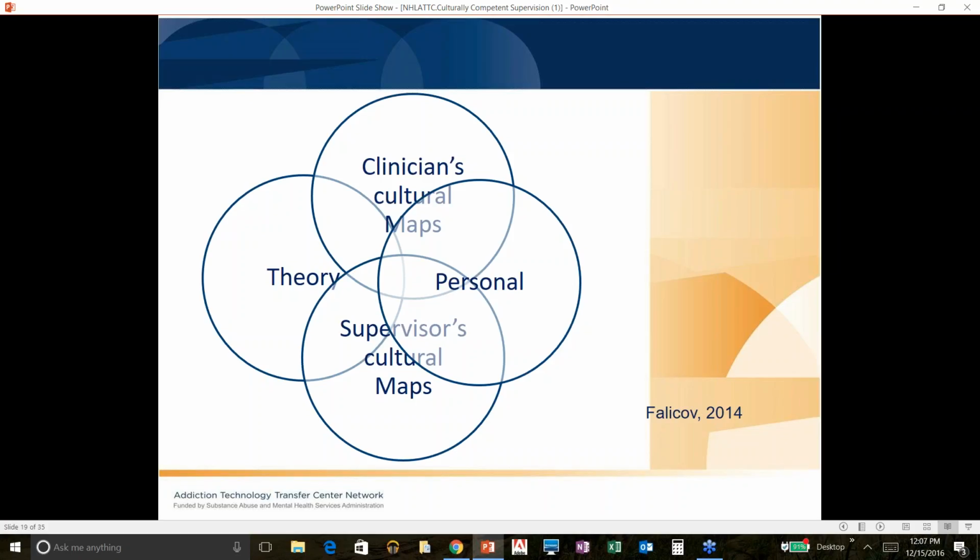But so personal means personal life, stuff that happens outside of the session, which happens for both the clinician and the supervisor, the knowledge of theory, use of theory, but then both of our ideas and understanding of culture and how we're approaching it and how our own culture impacts us.